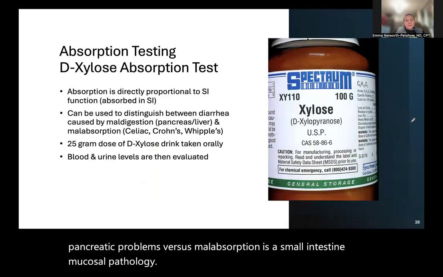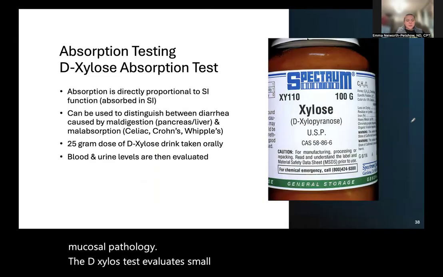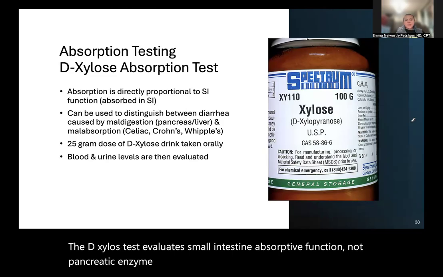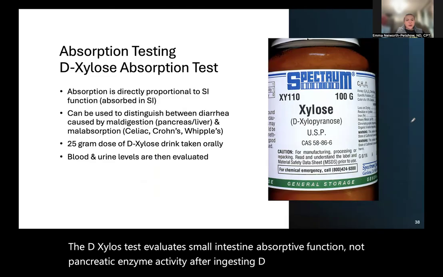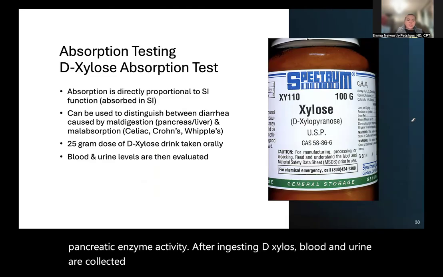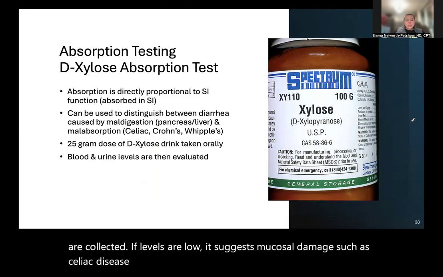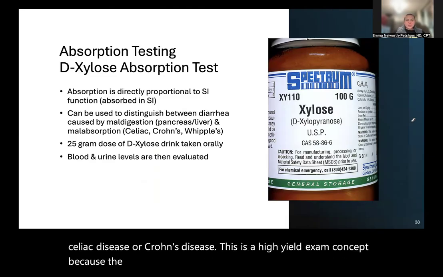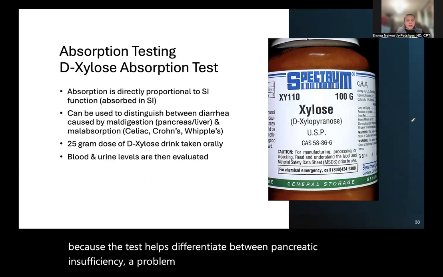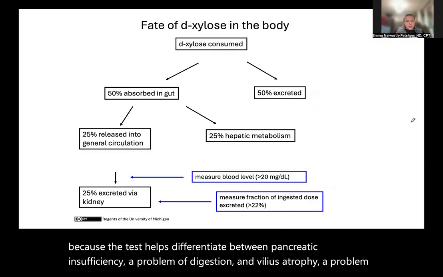The D-xylose test evaluates small intestine absorptive function, not pancreatic enzyme activity. After ingesting D-xylose, blood and urine are collected. If levels are low, it suggests mucosal damage, such as celiac disease or Crohn's disease. This is a high-yield exam concept because the test helps differentiate between pancreatic insufficiency, a problem of digestion, and villous atrophy, a problem of absorption.